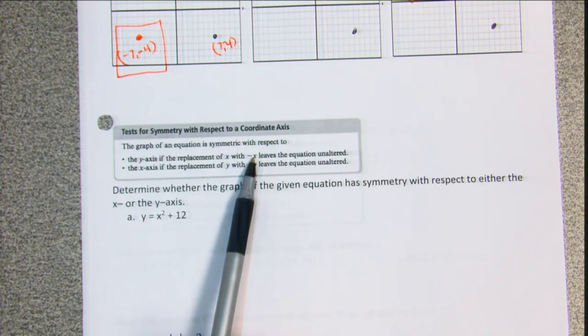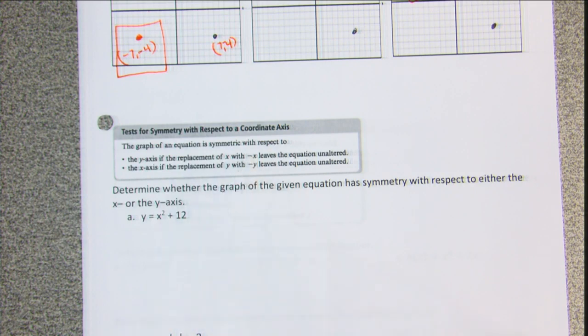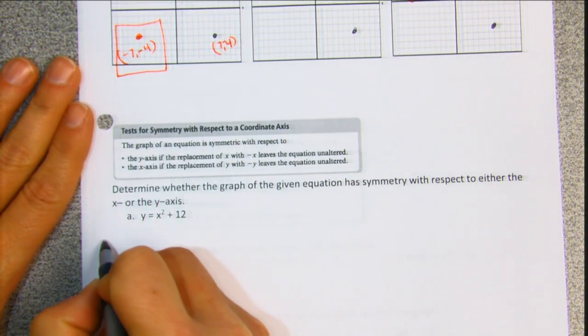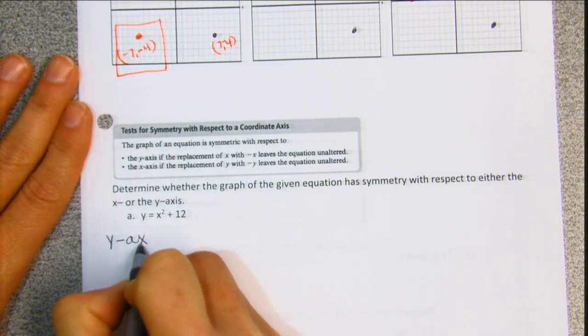If it leaves it unchanged, if it ends up matching after we simplify those negatives back out of it, then it is in respect to it. Let me show you what I mean. So I always do the y-axis one first.